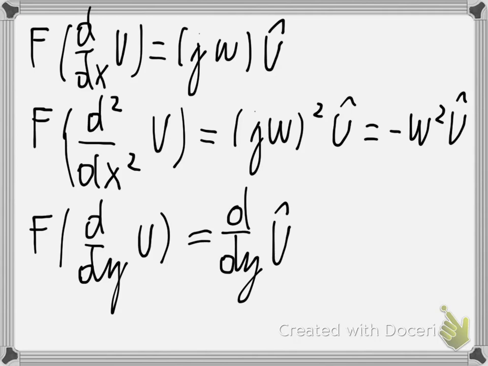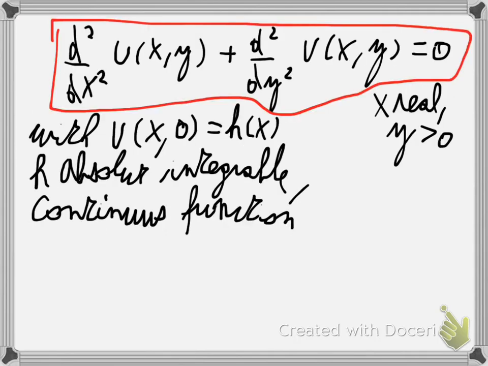And if you take the Fourier transformation with the derivative with respect to another variable, so here F of d/dy, the derivative just comes out. So basically the Fourier transformation ignores the derivative if you take the derivative with respect to another variable. Okay, so we can try to apply that to our equation.